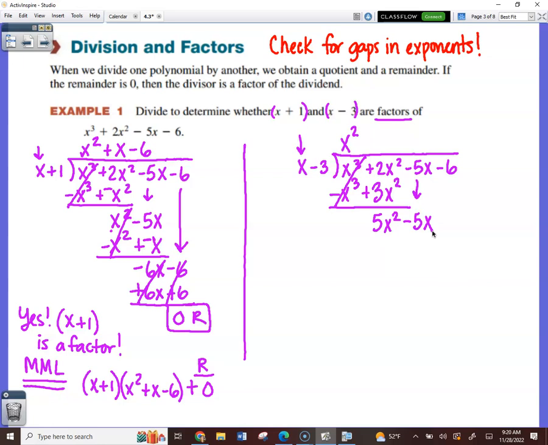Focus on the first terms. X times what gives me 5x squared? 5x, and that's positive. You should also notice that your answer goes down an exponent, right? Okay, now you're going to multiply 5x through that binomial. What do you get? 5x squared minus 15x. Draw your line, change your signs. First terms cancel. So that's 10x.